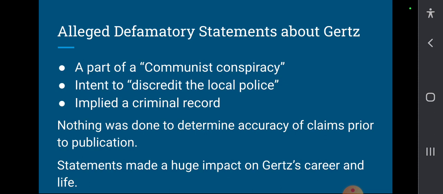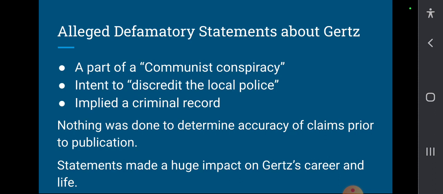What were the alleged defamatory statements about Gertz in the American Opinion article? The article alleged that Gertz was a part of a communist conspiracy with intent to discredit the local police. In addition, the article falsely implied a criminal record. What was done to confirm the accuracy of these allegations against Gertz? Nothing was done to confirm the accuracy of the allegations, as the magazine was privately owned and operated by Welch.